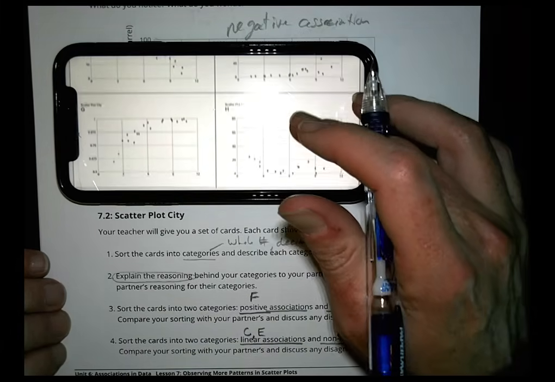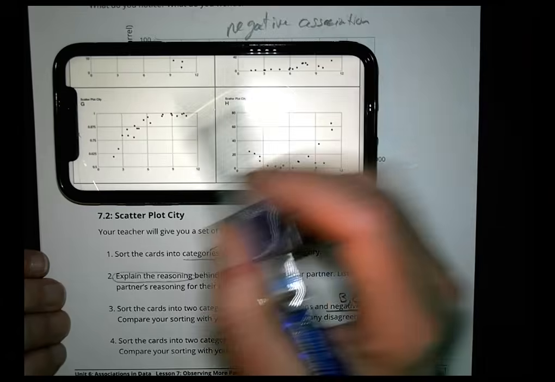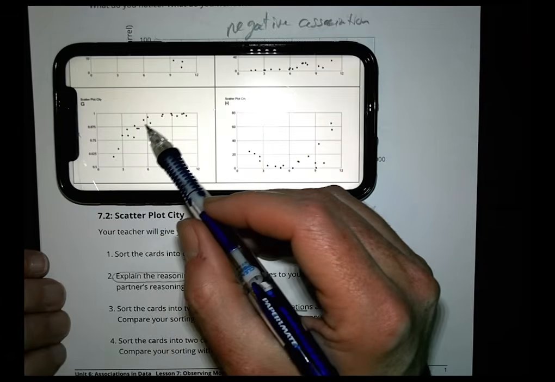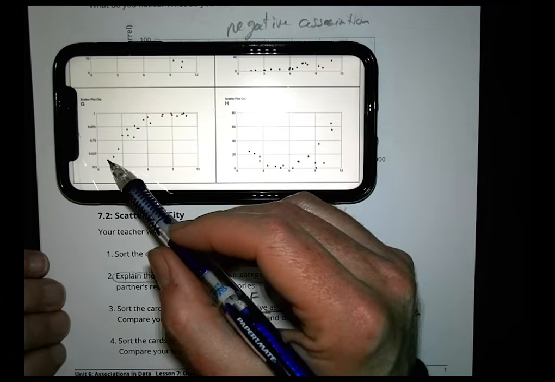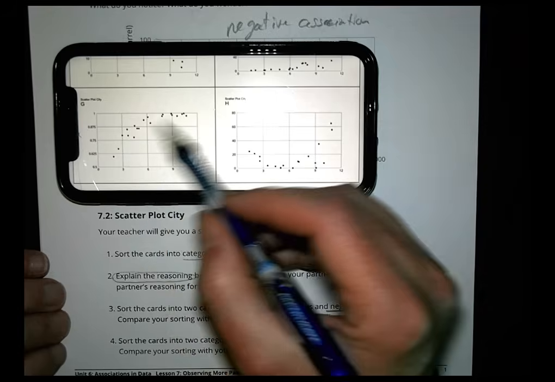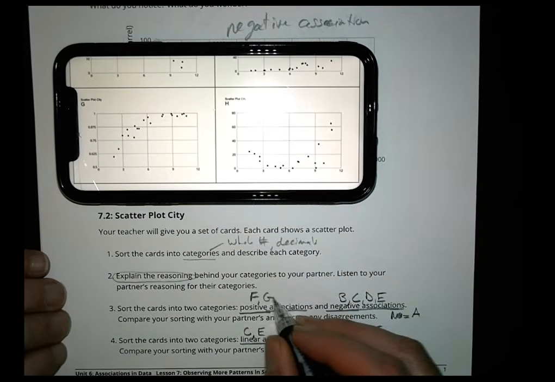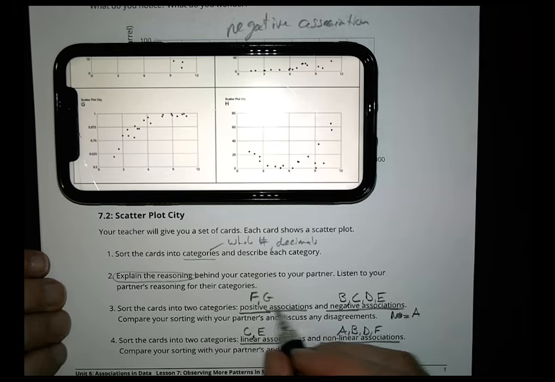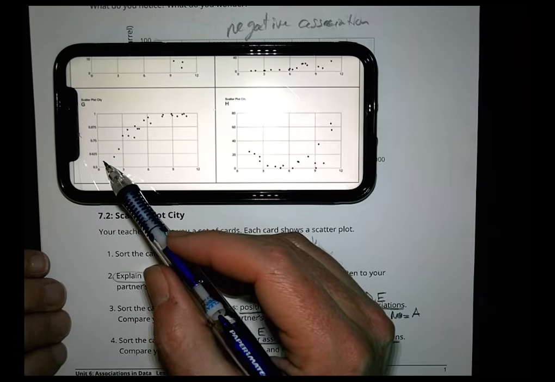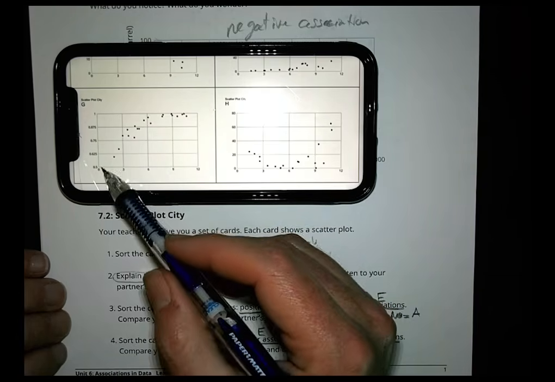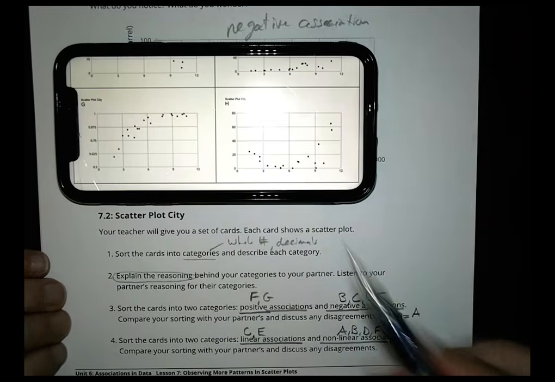A couple more. So here's G. G goes up and then flattens out there. So this looks more positive in its shape. I'll put that in the positive section. And is it a line? Well, if it stopped right here, it'd be a line, but because it goes up and curves, this is nonlinear as well.